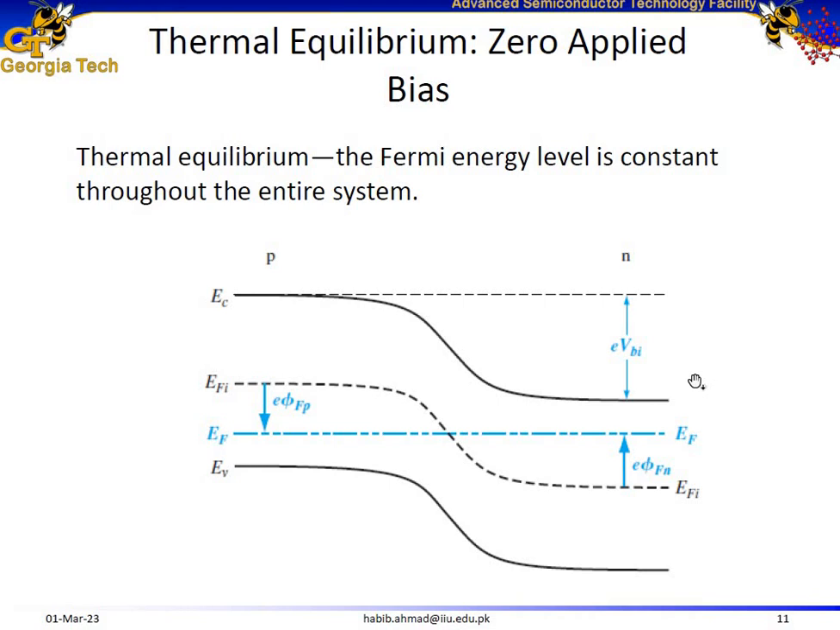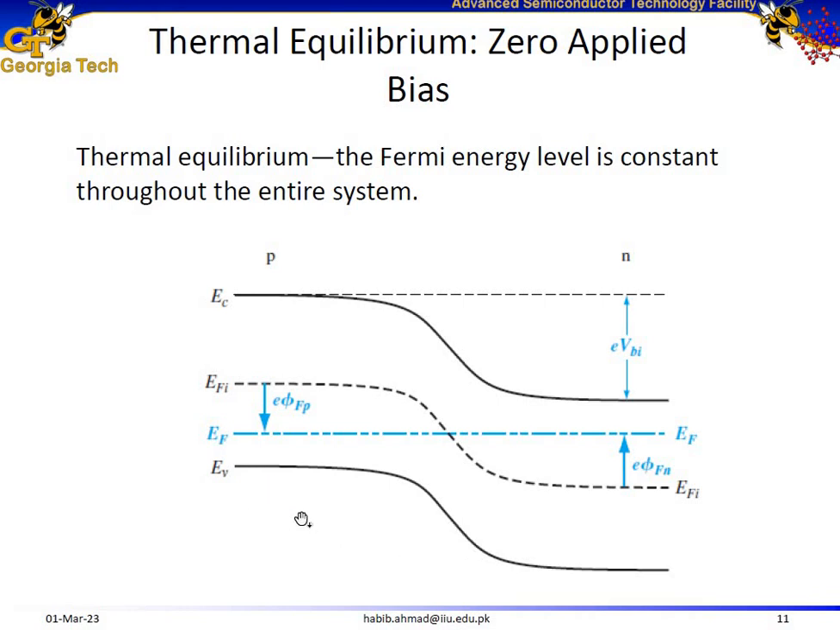Now, talking about the movement of electrons from the N side to the P side. Electrons try to settle down at the bottom of the conduction band. So most of the electrons would be accumulated in this region over here. They cannot cross over to the p-type region, because if they have to cross over to the p-type region, they have to cross over this barrier.